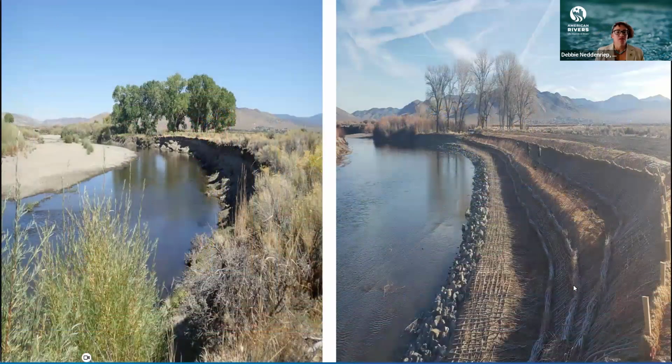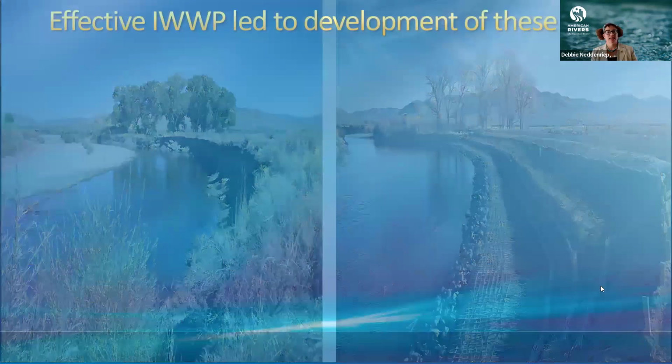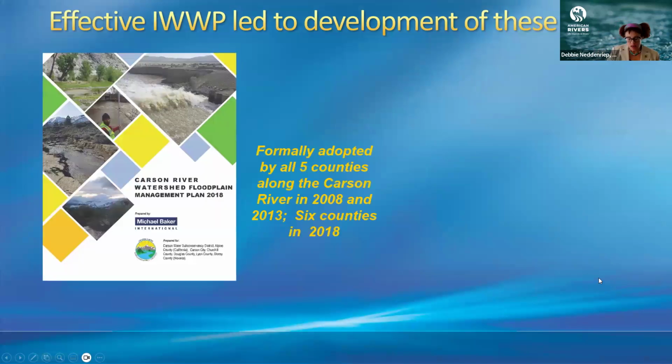These are just a couple pictures of some of the noxious weed work, some of the river rehabilitation work. So next slide. And so because of the integrated watershed program, it led to the development of these two plans. So we have had a floodplain management plan that was created in 2008. It has since been updated 2 times, and it has been adopted each iteration.